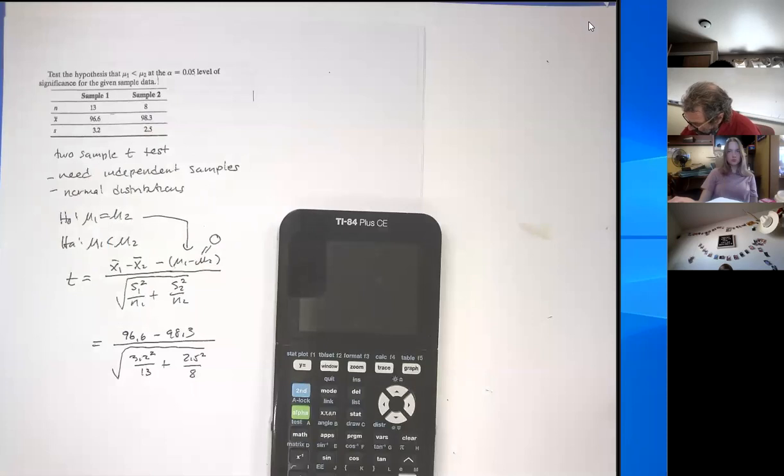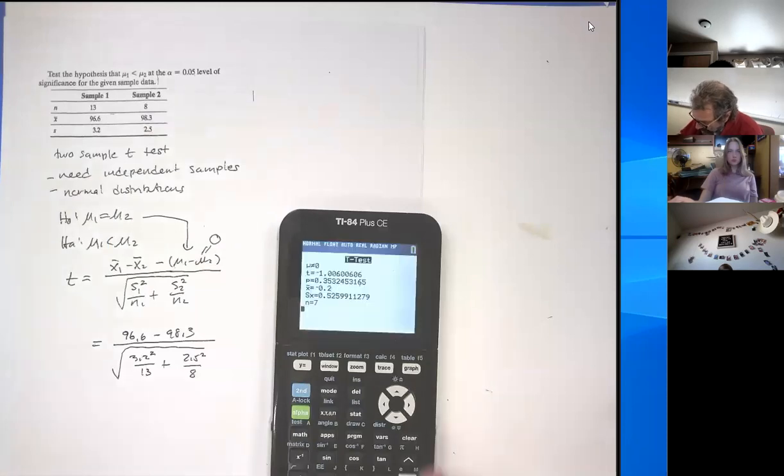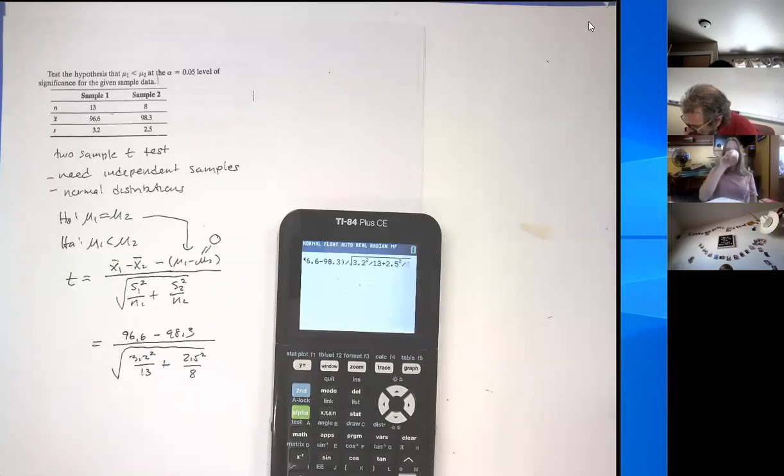So we'll go here, clear this, put some parentheses in there. 96.6 minus 98.3, do that. Divide that by this giant square root. 3.2 squared, come over, divided by 13, plus 2.5, square that, come over, divide that by 8. That looks okay.